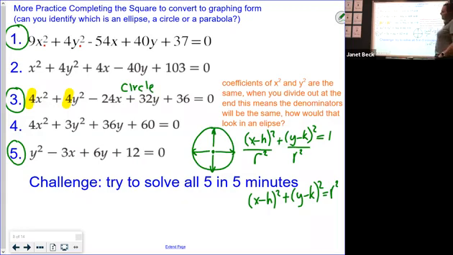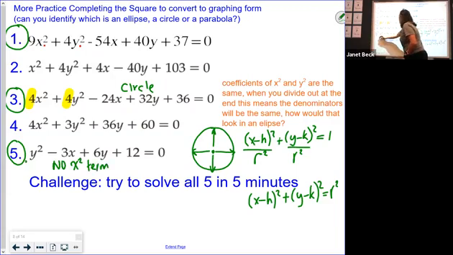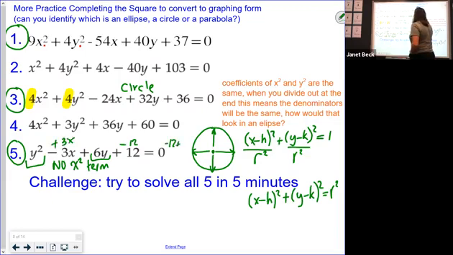The only one that sticks out as being different here, did you notice that in 5 there is no x squared term? It's only y that's being squared. I hope when you've completed the square on this one, not only did you subtract 12 to both sides, but you also move that x to the other side, then you'll be adding in a box when you complete the square. This is going to be a parabola.